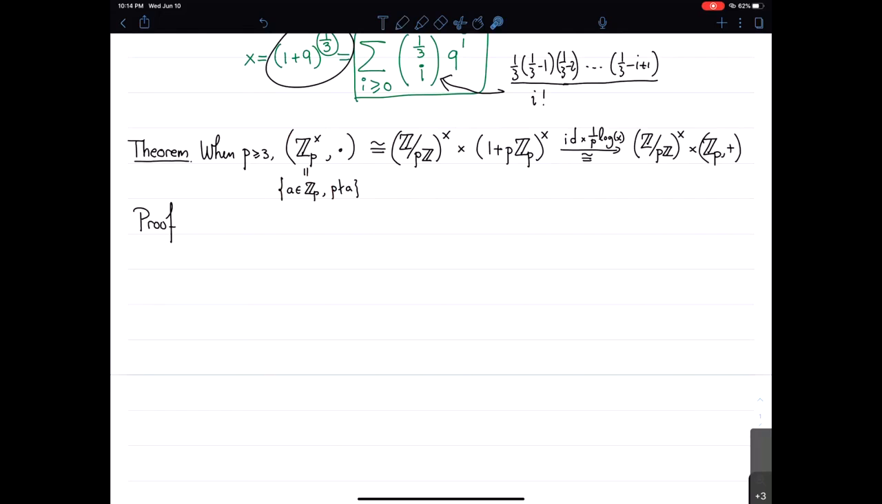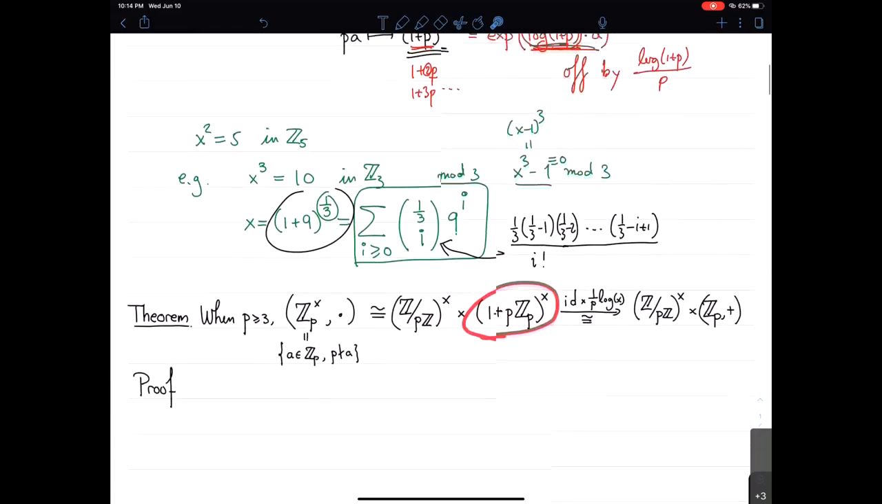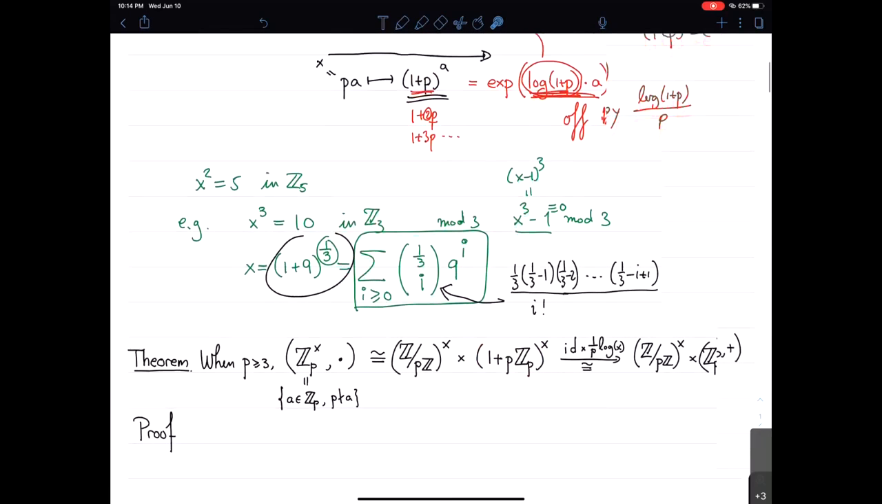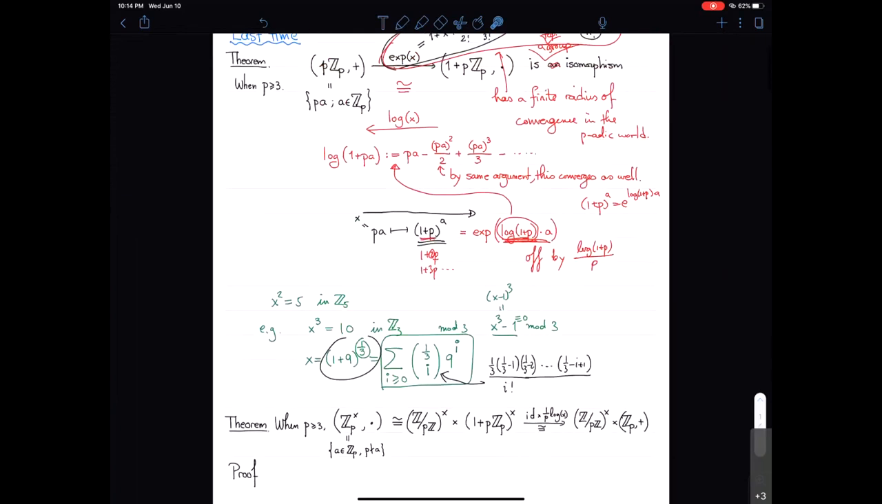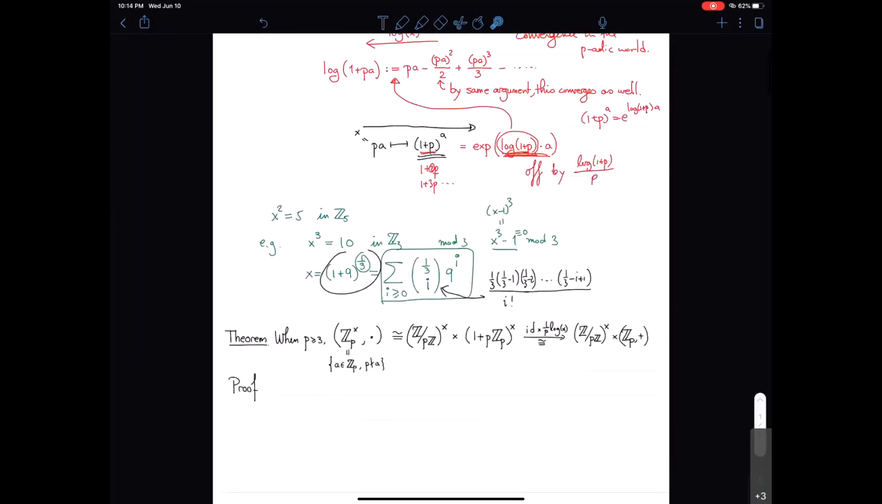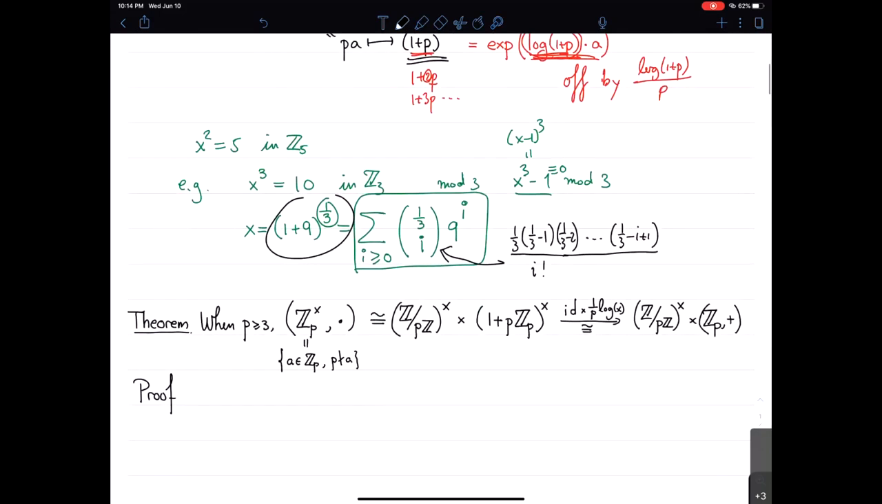Moreover, for p greater than 3, of course, this 1 plus pZ_p, as we just proved by the theorem, this 1 plus pZ_p with the multiplicative group is really isomorphic to pZ_p. But of course, you can always divide by p. So therefore, you get Z_p plus here. So the latter part we already explained as above. And now I have to explain this one.